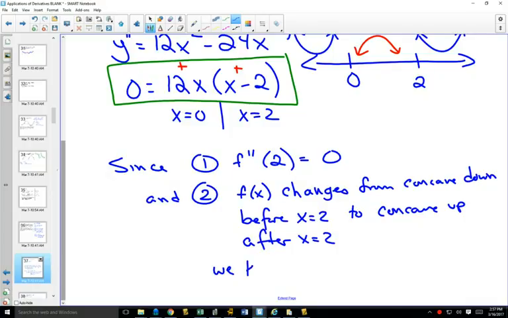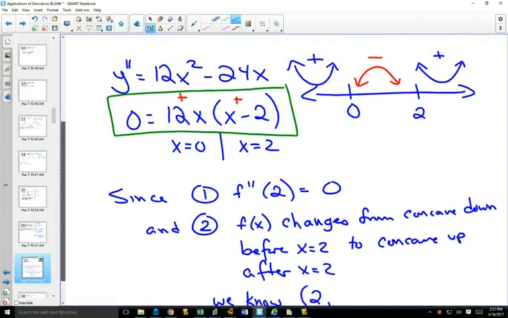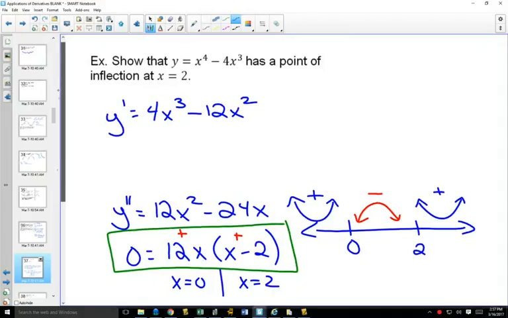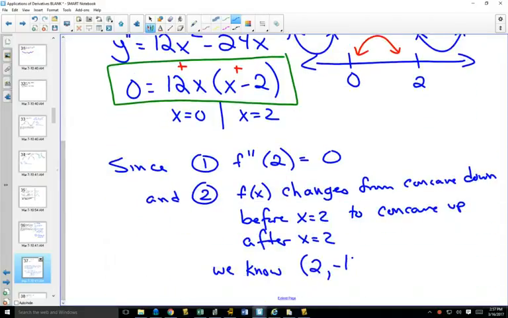We know that 2 comma, if I want to find out the actual point, I'd plug that back into my original equation, 16 minus 32, 2 comma negative 16, is an inflection point. We also know that at 0, it changes concavity, so 0 is going to be another inflection point.